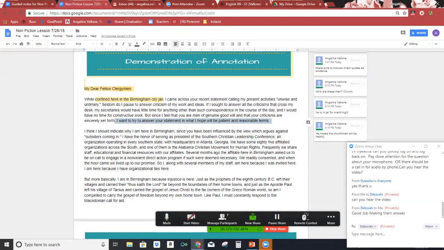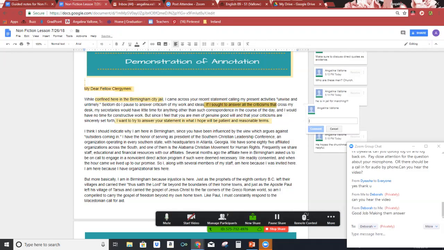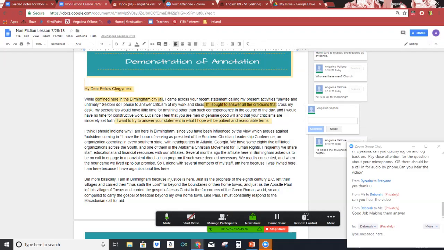Let's see here. The other thing, and the reason I know that he doesn't respond to things is right here: if I sought to answer all the criticism, he's letting them know that they're special, that he doesn't respond to everybody, but he felt like he needed to respond to them. So I'm going to make that comment because he's saying that he doesn't do that there.